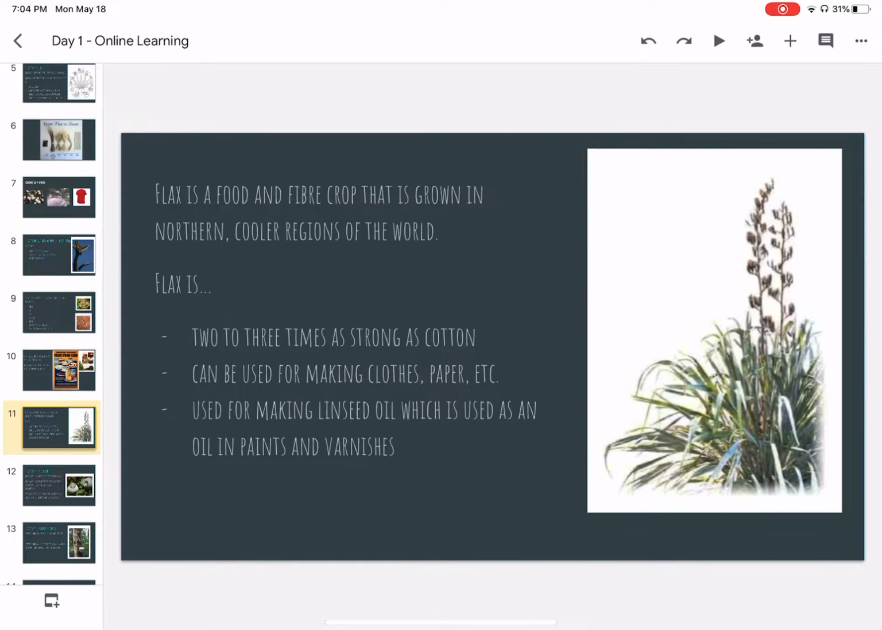So flax, which we mentioned a little bit earlier, and you took a look at the flax to linen progression, is two or three times as strong as cotton. Now it's not as soft as cotton. So when you're making clothing out of different materials, you kind of have to pick. Are we really worried about it being soft?